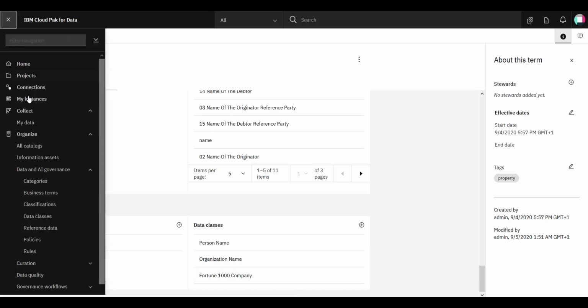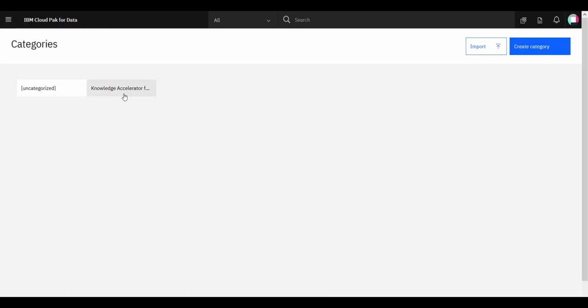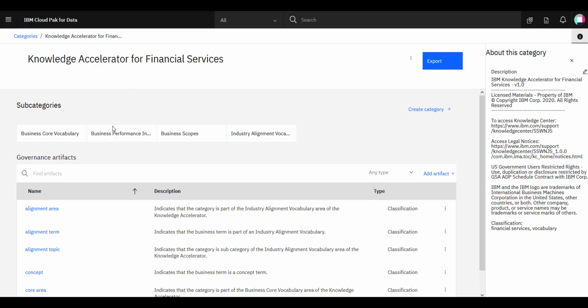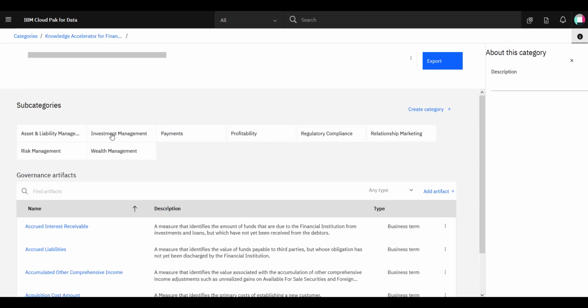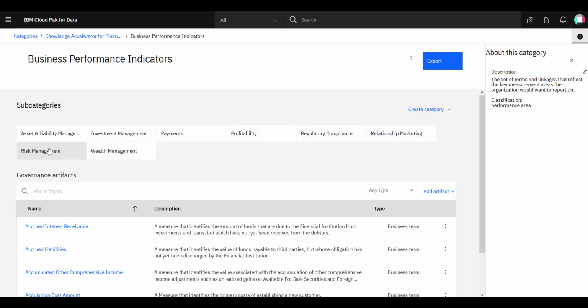Let's now look at the next category area of the Knowledge Accelerator, Business Performance Indicators. This area includes an extensive set of performance analysis terms and measures that can be used to define and agree measurements of the business. They include over 1,600 measures grouped into approximately 150 performance analysis terms. They are sorted into categories representing performance areas of interest such as regulatory compliance and risk management. These terms can also be used to document and govern reporting and analytical data.